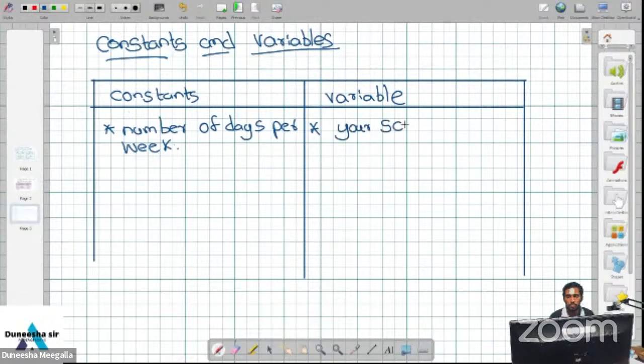Your school bus speed. Is it a constant? It's not a constant because the school bus sometimes moves fast and sometimes moves slowly. It's a variable speed. Okay.